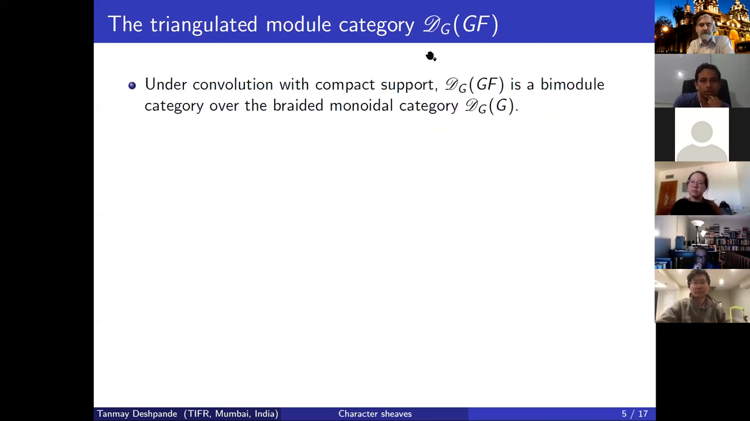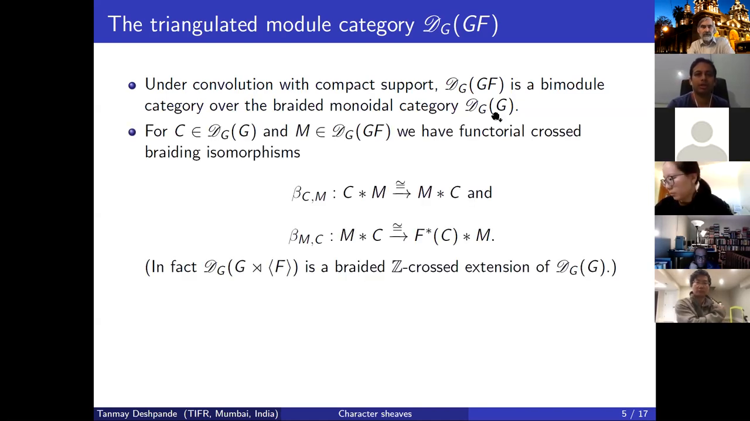Okay, so now if we look at this category D_G(gF), it's a bimodule category over this braided monoidal category. Just like we defined convolution in D_G(G), we can define a module structure on this category, D_G(gF), in a similar way, by a similar sort of diagram. And so with this, this category D_G(gF) becomes a bimodule category over this braided monoidal category.